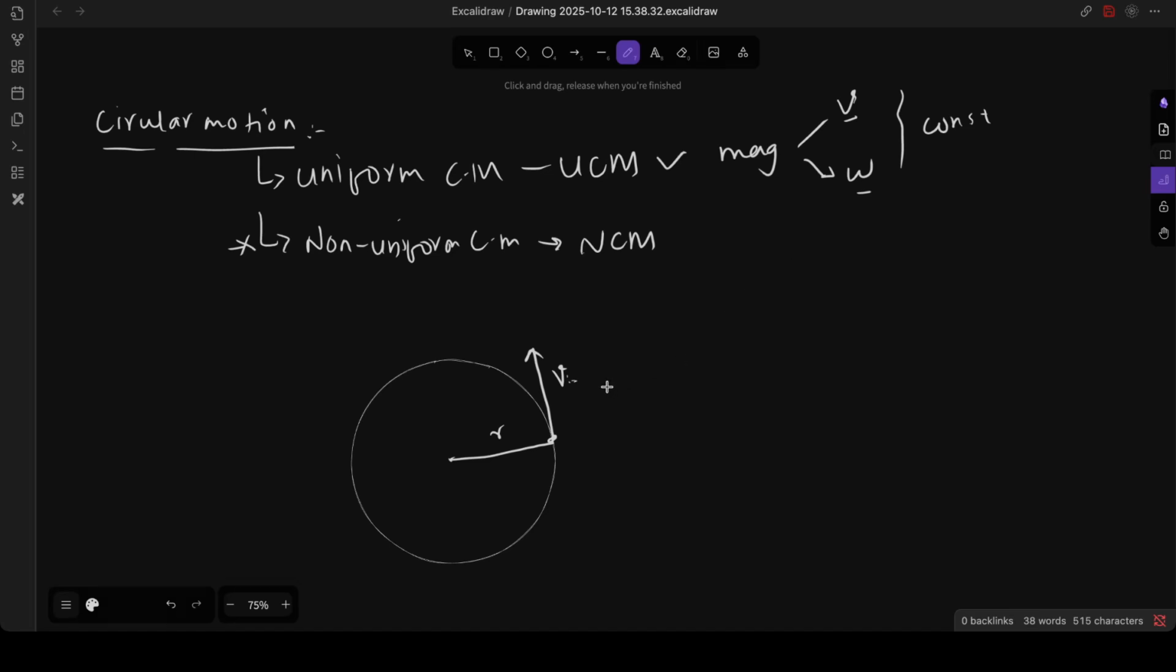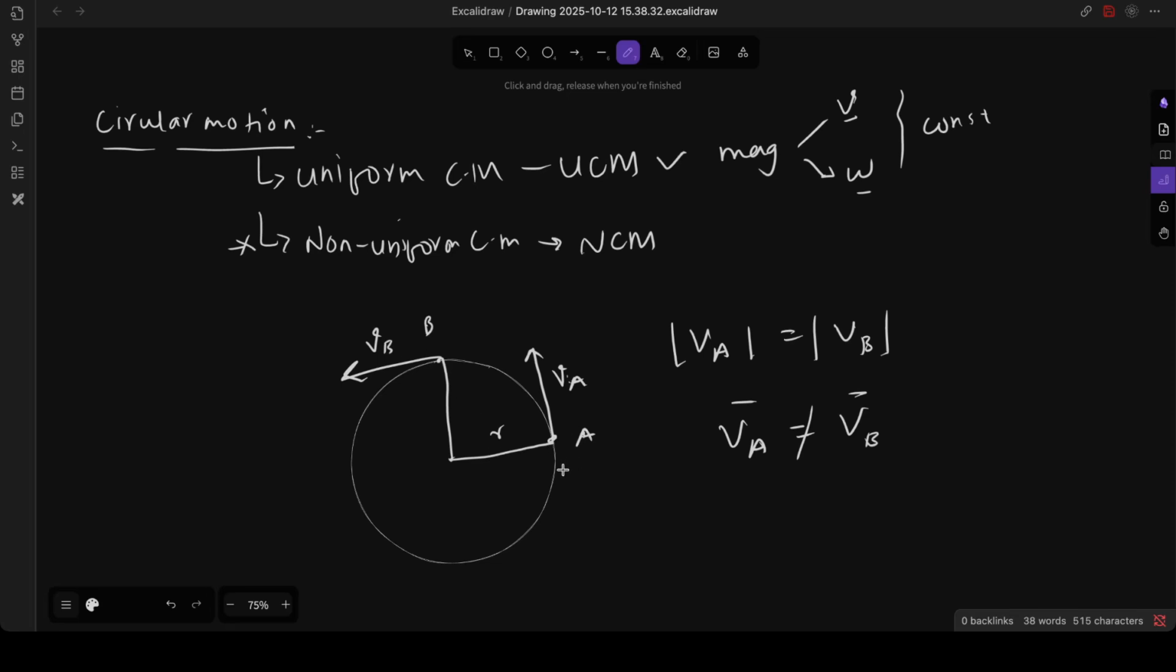Why am I giving so much stress on magnitude? Because from this position A, if this body reaches this position B, the velocity will be in this direction. Now the magnitude will be the same: the magnitude of VA will be equal to the magnitude of VB. But is vector VA equal to vector VB? No. This vector has a different direction. So the magnitude can be the same, but the directions are not the same.